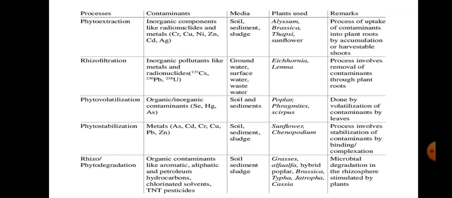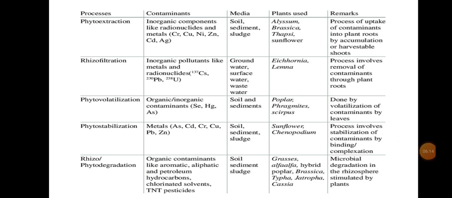First technique is phytoextraction. Contaminants are inorganic compounds like radionuclides and metals. Media is soil, sediment, sludge. Plants used are Alyssum, brassica, sunflower. Remarks: process of uptake of contaminants into plant roots by accumulation in harvestable shoots.